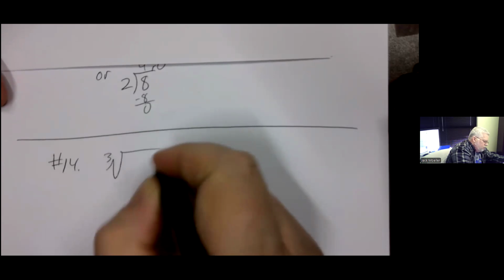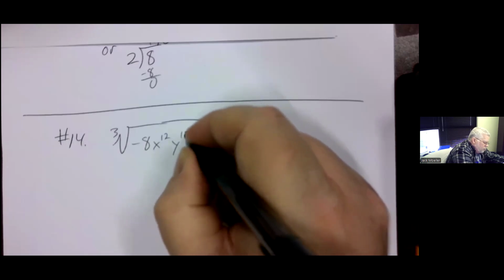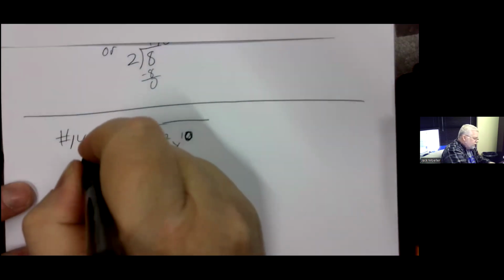Let's write this a little bit bigger. We have the cube root of negative 8 x to the 12th, y to the 12th. Actually, let's modify this a little bit. Let's make this y to the 10th. That way we'll get more out of this example. So I'm going to call this 14.